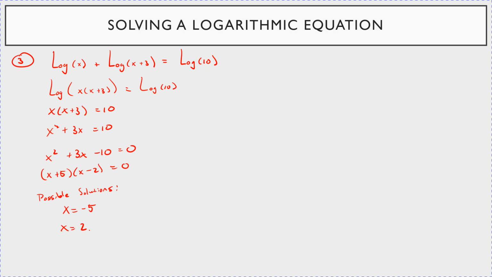But look, which one are you going to reject? Think about this, right? Which one are you going to reject? Well, you can't plug the negative in here because you get log of negative 5, or over here you end up with log of negative 2. So you're going to reject this. So the only solution is x is equal to 2.